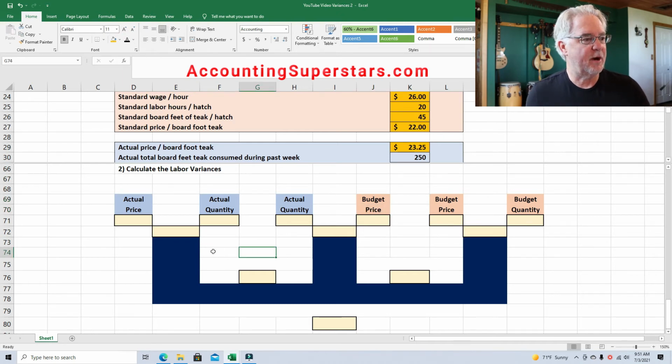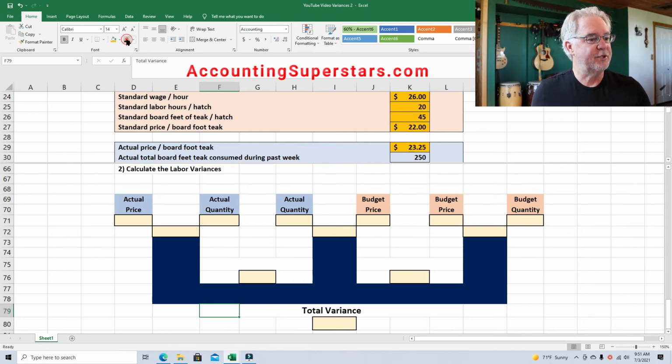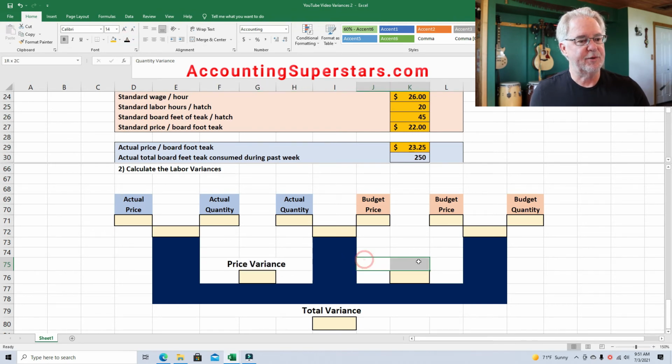Well, that's the hardest part of it right there. That was all there is to it. And since we're labeling this, the difference between actual and budget is called the total variance. All right, the total variance. And remember, P comes before Q, so this one's going to be the price variance, and this is going to be the quantity variance. It works just like the headings up above.